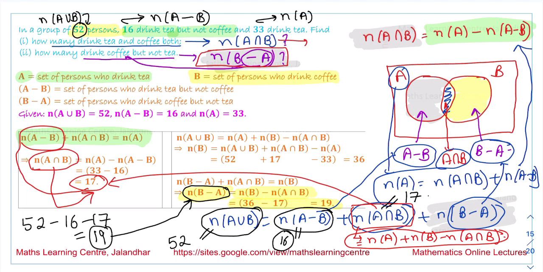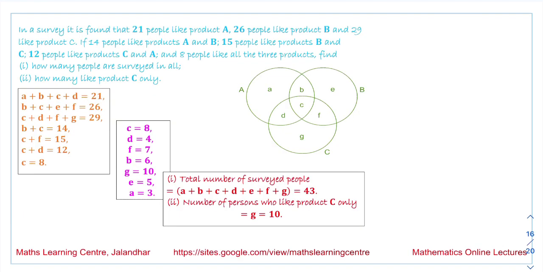Now in this next question, it is given that in a survey it is found that 21 people like the product A, 26 people like the product B, 29 people like the product C. Next, 14 people like the product A and B, 15 people like the product B and C, and 12 people like the product C and A. And finally, it is given that 8 people like all the 3 products.